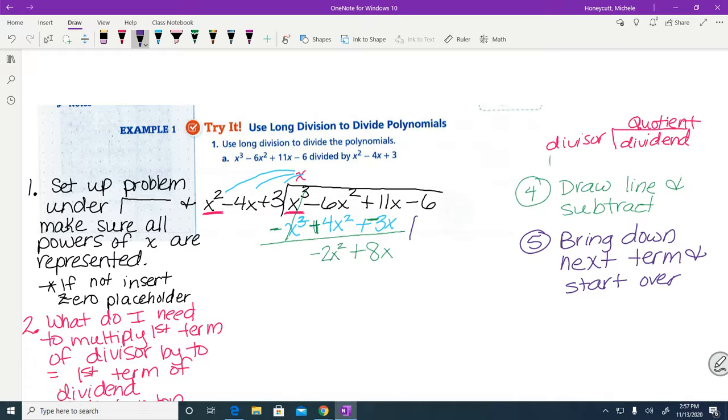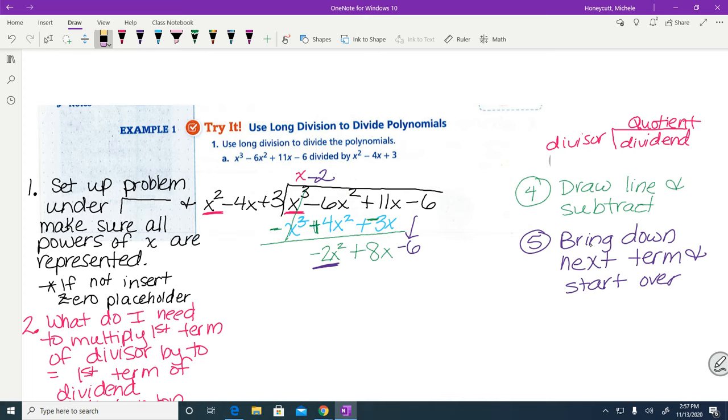So I'm going to bring down that negative 6. Now I'm going to start over. What do I need to multiply the first term of the divisor by in order to get the first term of this new expression? So x squared times what is going to be negative 2x squared? That's negative 2.